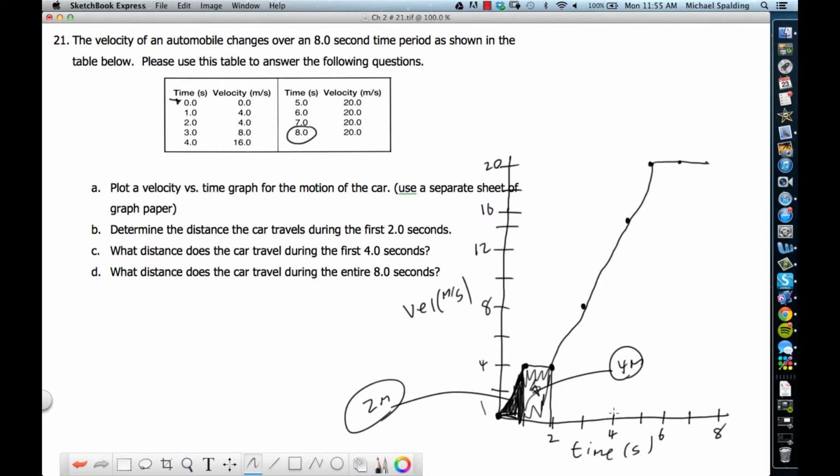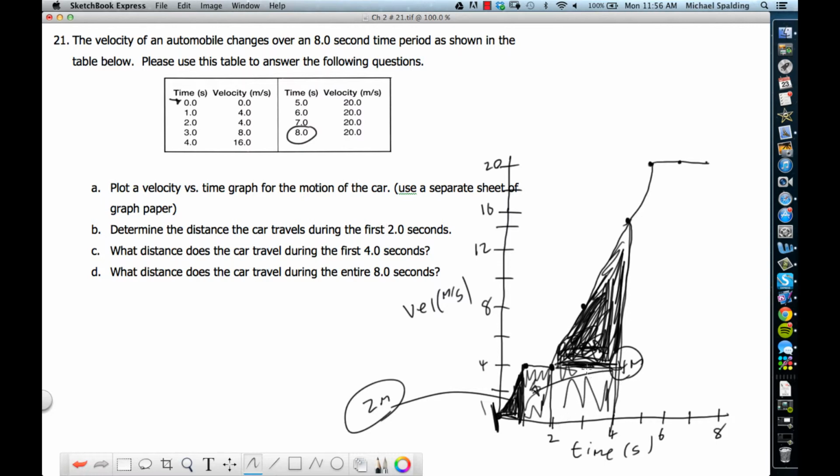Okay. Part C, what distance does the car travel during the first 4 seconds? So now you're going up to here. Now we want the area under the whole thing, from here to there. We already know from 0 to 2, so now we have to go from 2 to 4. So break this into a triangle. I'm going to make the triangle nice and dark. So here's your triangle. And then what's sitting below the triangle? A rectangle.